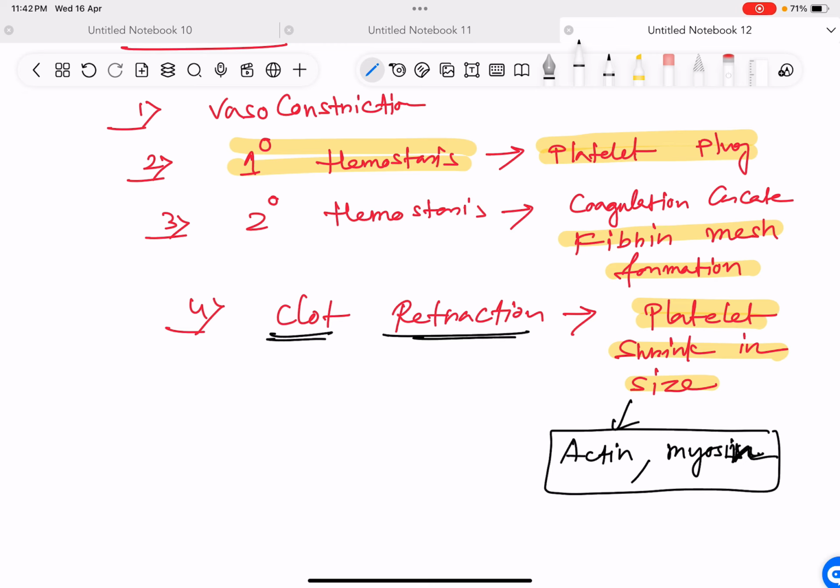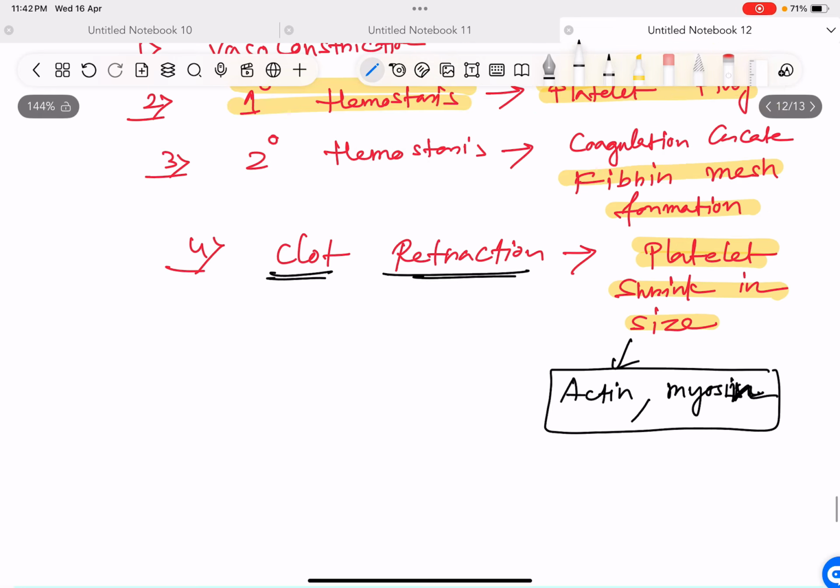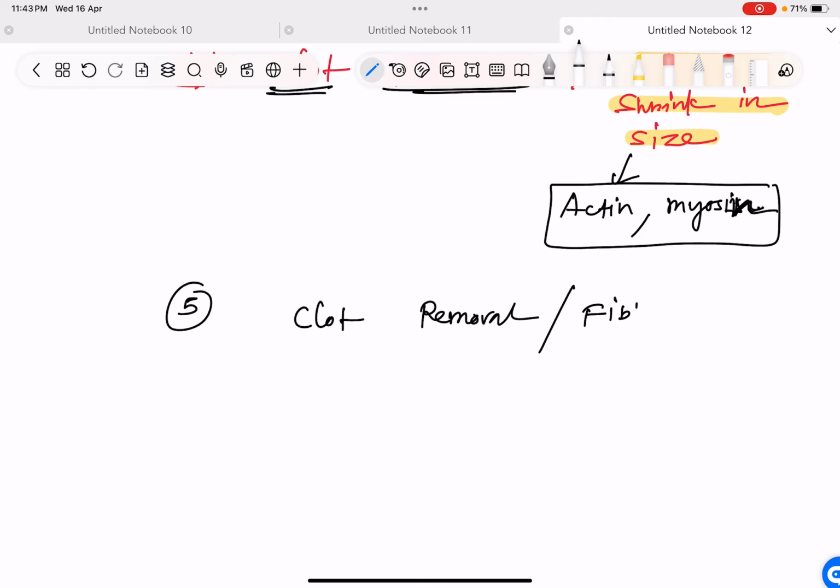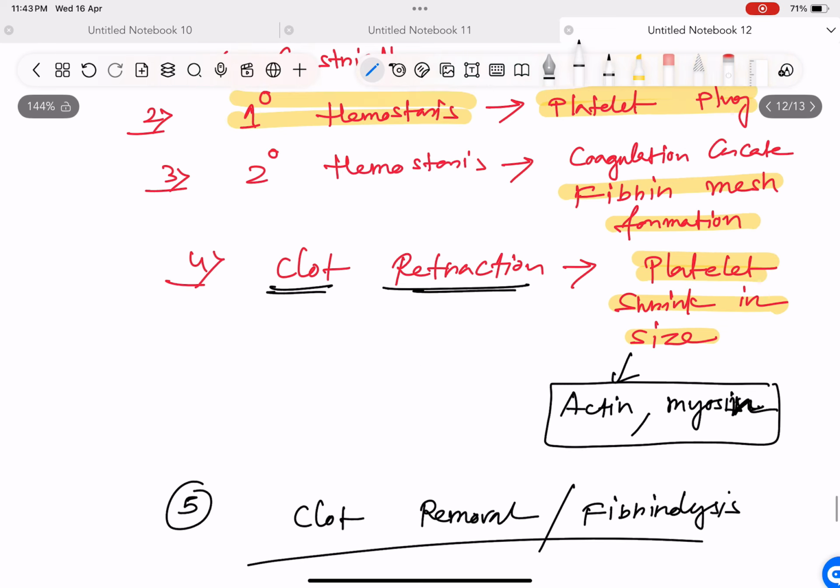Primary hemostasis is platelet plug formation, secondary hemostasis is fibrin mesh formation. Finally, after hemostasis is over, the last step, which can be considered as the last step, but it is obviously going to happen after the clot has been formed, is clot removal and fibrinolysis. Look, removing the fibrin mesh, clot removal.